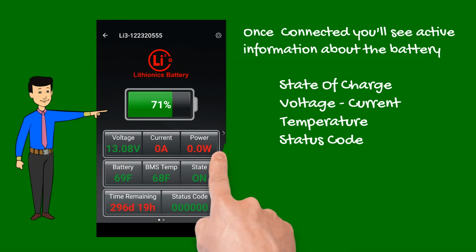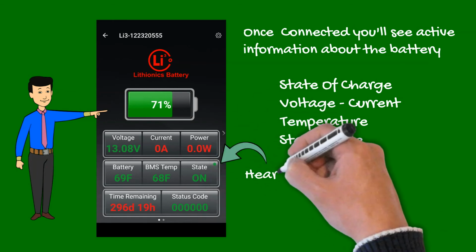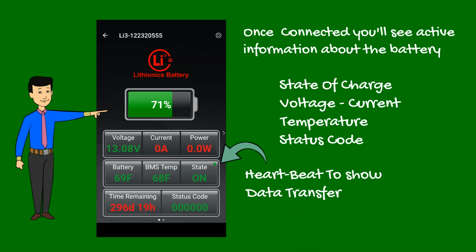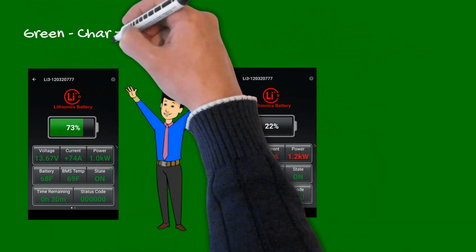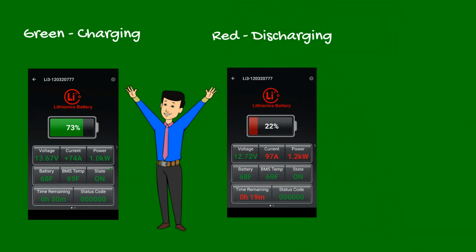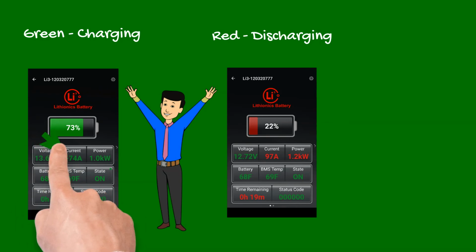Note there is a small blinking green dot in the battery state column. This is the heartbeat signal indicating data is being transmitted from the battery. Also note the values are colored either green or red. When values are green, it means the battery is being charged. When colored red, the battery is discharging. Also note, the plus sign appears when charging.